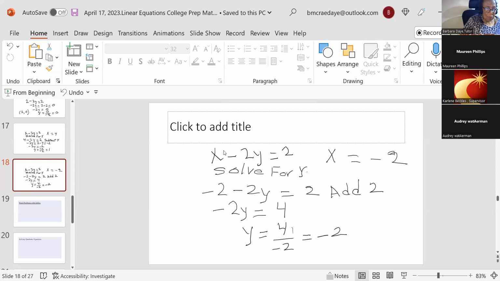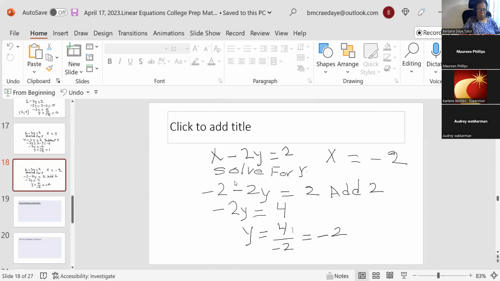Well, you substituted in the minus 2 for the x. So let's take your original equation, and the x is a minus 2. So minus 2 minus 2y equals 2. So Audrey, did you have this correct right here? I get the 2. So where did I get that 2?